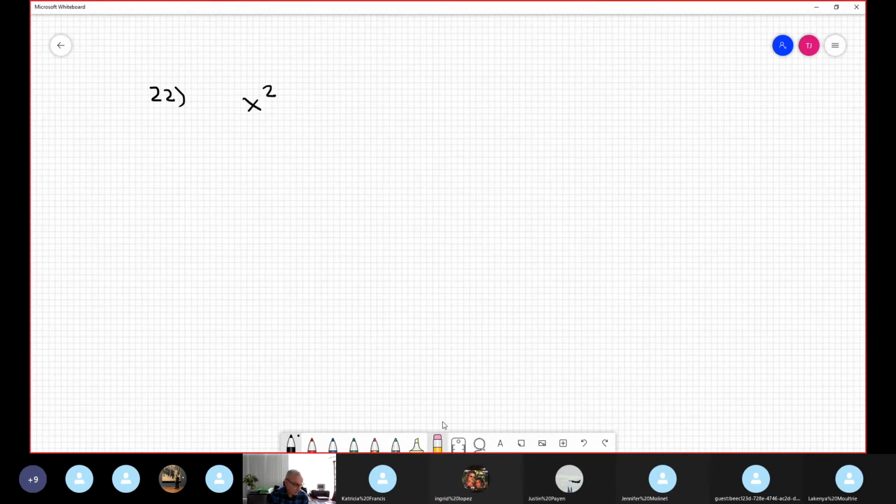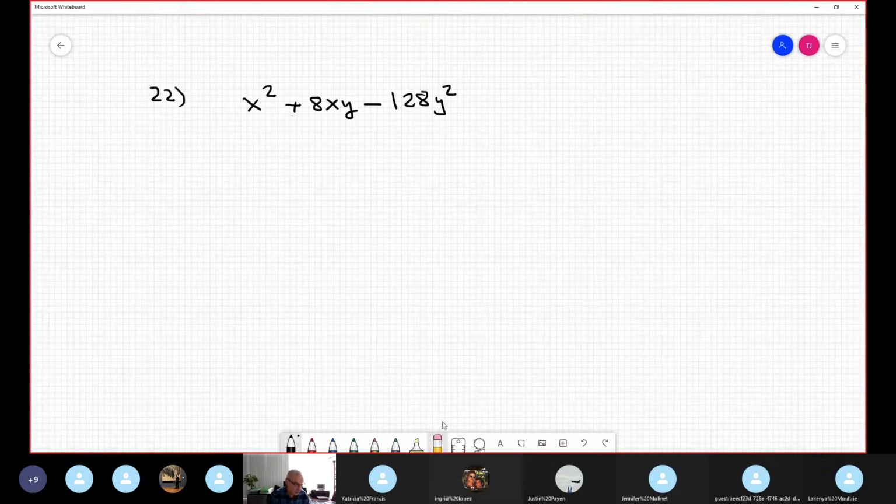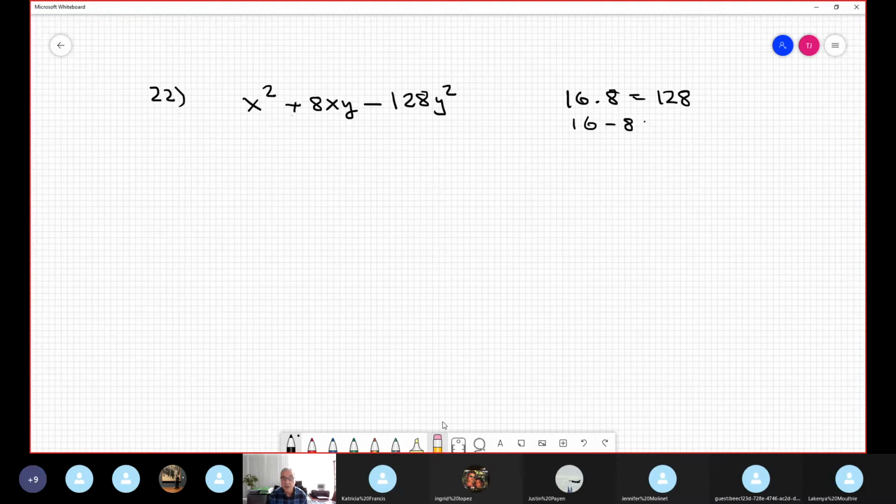x squared plus axy, or minus, sorry, 128y squared. So the factor of the 128, divided by 2, divided by 3, but I discover that 16 times 8, let me check it in the calculator. 16 times 8, oh, 128, exactly like that. And somehow 16 minus 8 is 8. And this is the combination.